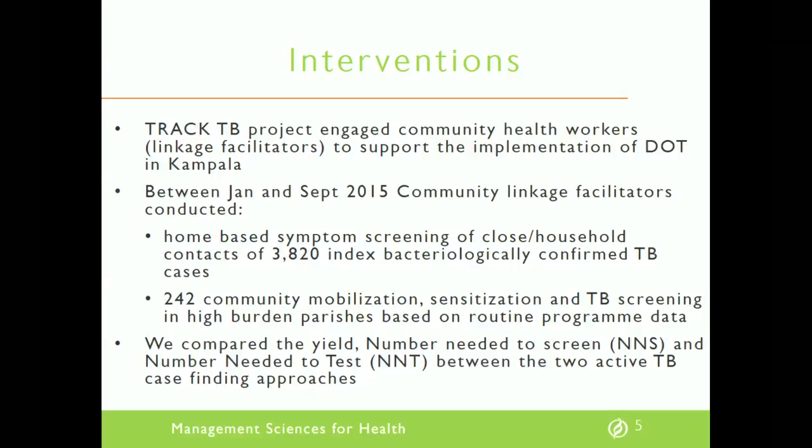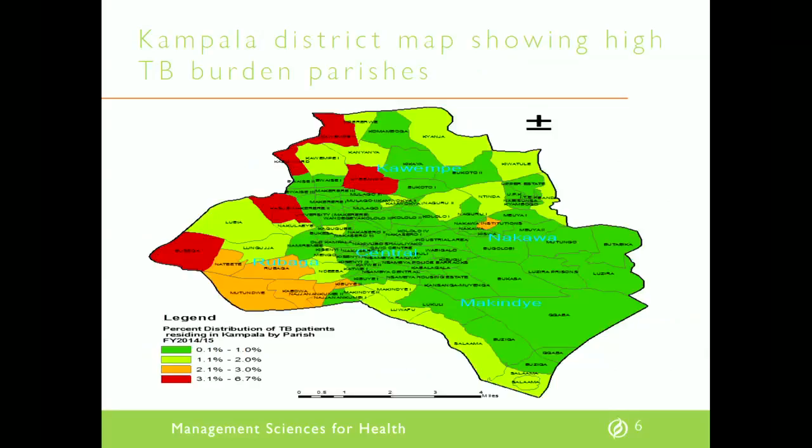So during the period between January and September 2015, community linkage facilitators conducted home-based symptom screening for over 3,800 patients that were bacteriologically confirmed. During the same period, they also conducted community TB screening outreaches that were really mapped based on routine program TB data. And so in this presentation, we compared the yield, the number needed to screen, and the number needed to test between the two active TB case finding approaches.